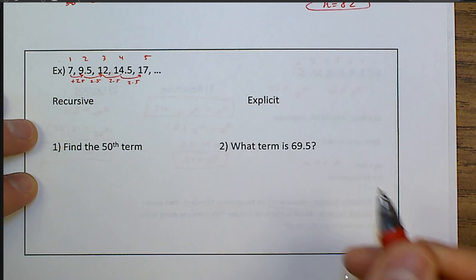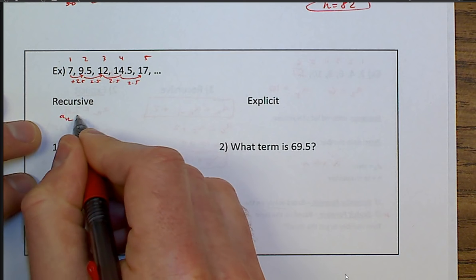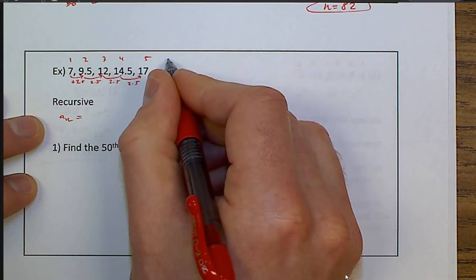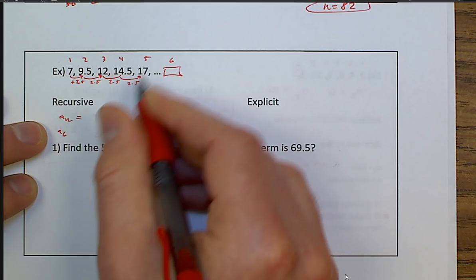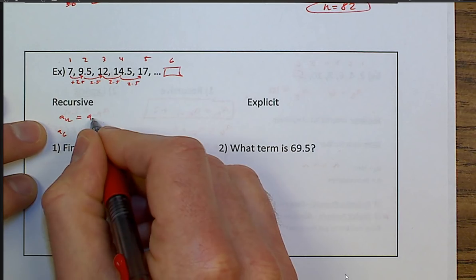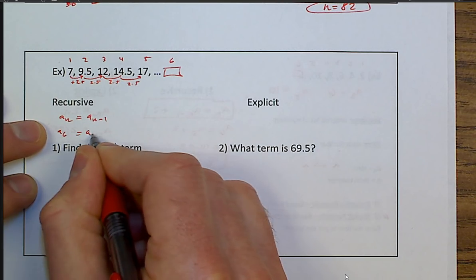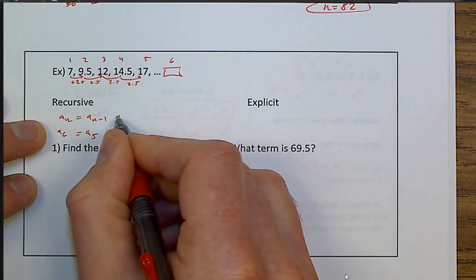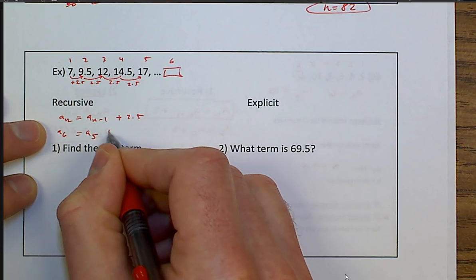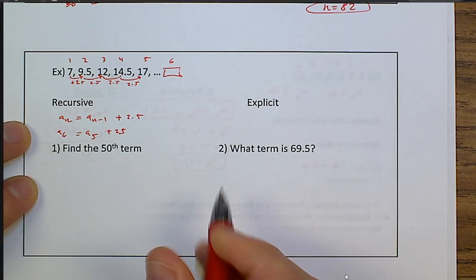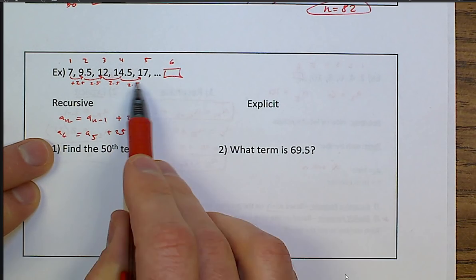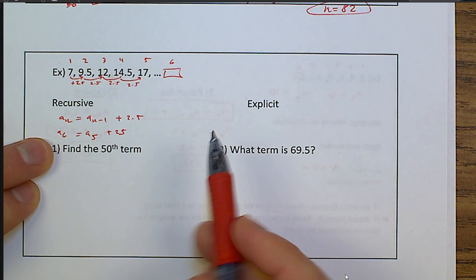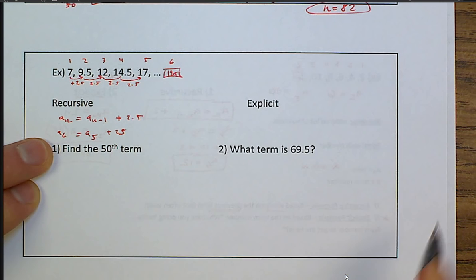So the recursive formula would be a sub n. If I want to find, for example, the 6th term, I would go a sub 6 equals the previous term, so a sub n minus 1, which would be a sub 5. And what am I doing? I'm adding 2.5 to that. And so that's how you would find the 6th term. I didn't ask you to find the 6th term, but that's how you would do it. It'd basically be 17 plus 2.5, which would give you 19.5. Real quick to use the recursive.